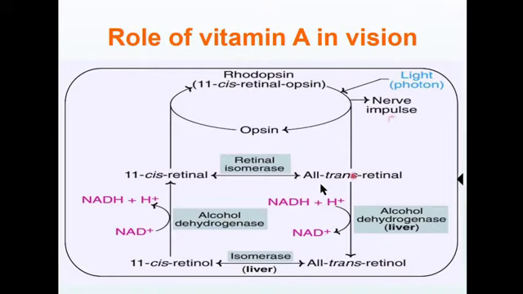A little part of all-trans-retinal can be directly isomerized into 11-cis-retinal in the retina, under the action of retinal isomerase in the retinal epithelium. But the activity of this enzyme is very low. That's why this reaction is not very intensive. Mainly, as I said already, we do it through the liver.